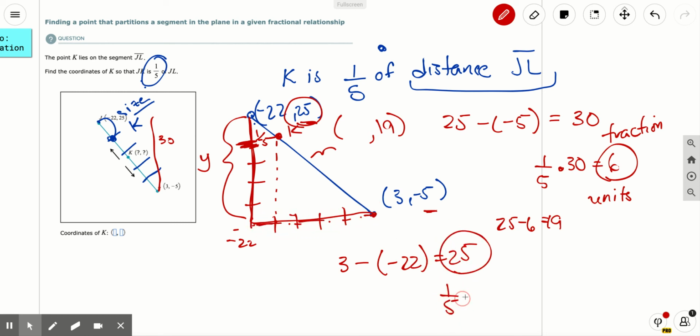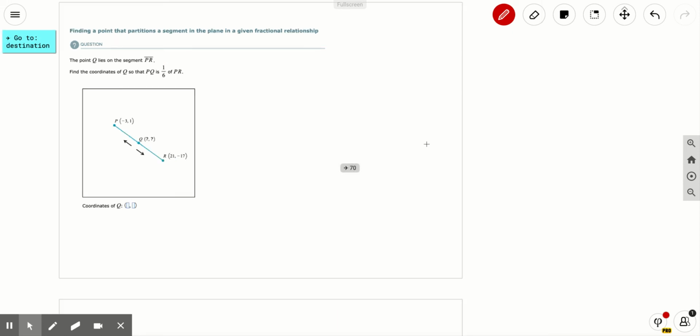What is 1/5 of 25? It is 5. 5 units. So where would I be if I move 5 units from -22? You've got to go in the positive direction because we're going to the right, and that's going to end up at -17. So the answer is -17. You might want to watch this problem over again. I am going to do another problem like it.